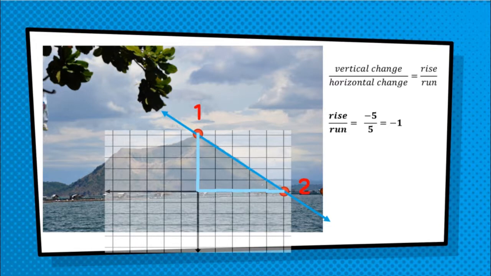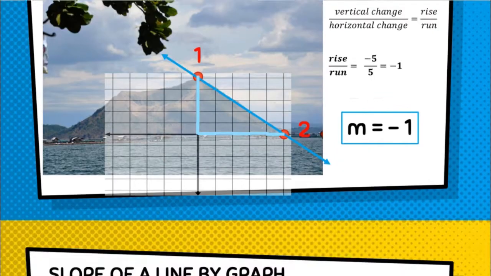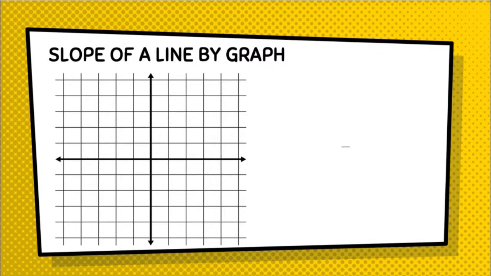Notice that the trend of our line from the graph is going down from left to right. That's why our slope is negative. Let us have another example. This is our first point and our second point. They are connected by a line.